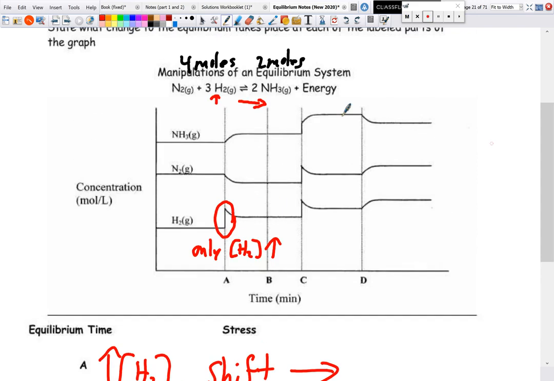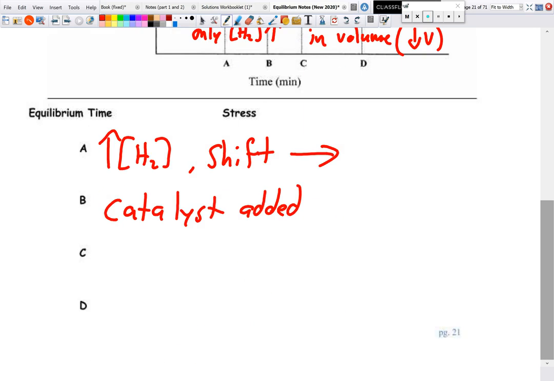Now at point C, notice how the concentration of hydrogen goes up, the concentration of nitrogen goes up, the concentration of ammonia goes up. So we have all 3 changing in concentration. When this happens, there is a change in volume. In this case, if all the concentrations are going up, that means we have a decrease in volume. So that's what we have right here at point C. We got a decrease in volume.